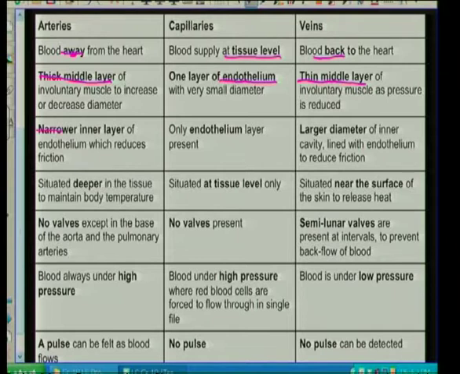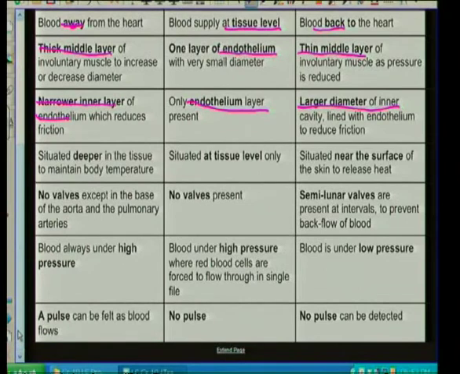Arteries have a narrow inner layer of endothelium, and capillaries are only made up of endothelial, and the veins have a larger diameter of the inner cavity lined with endothelium. Arteries are situated deeper in the tissue to maintain body temperature. Capillaries are made only at tissue level, and veins are nearer the surface of the body to release heat.